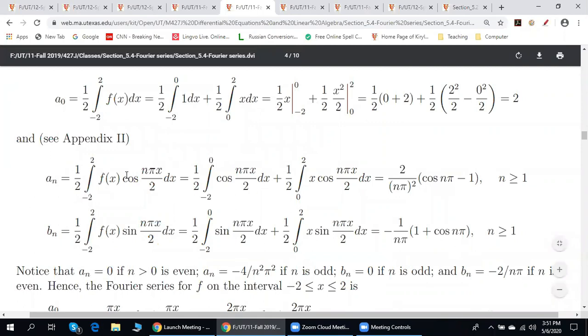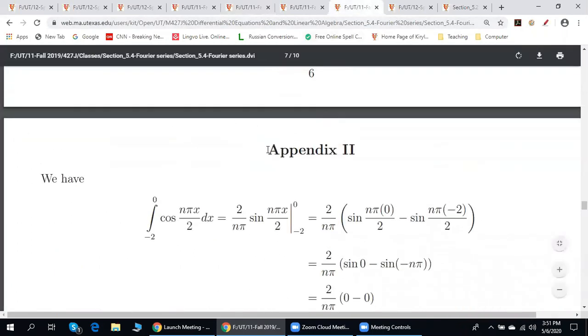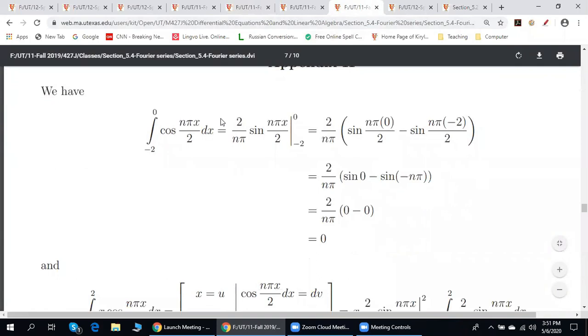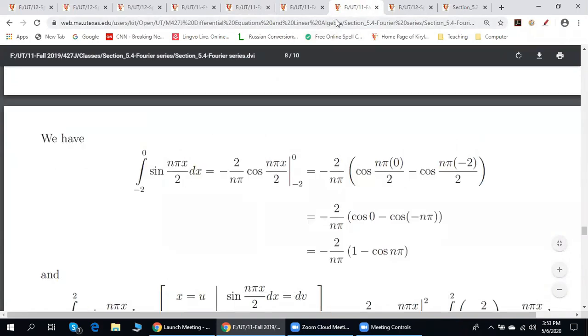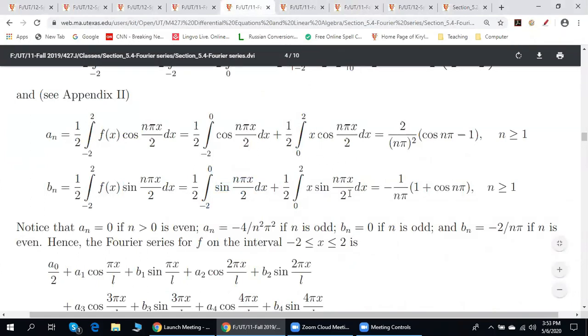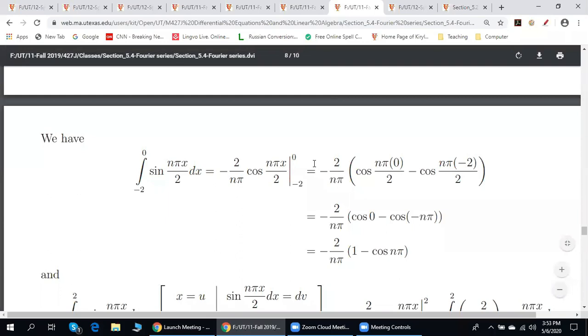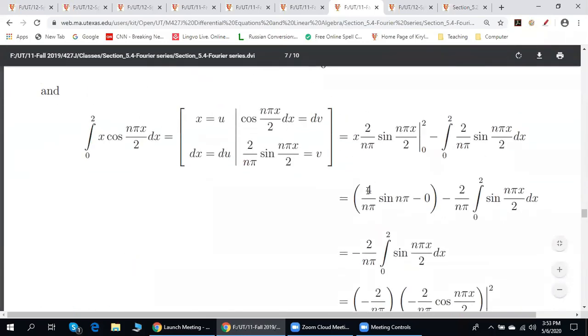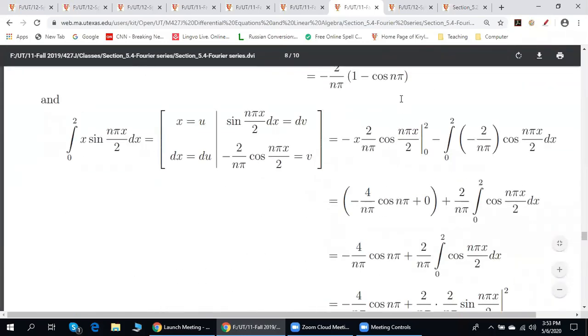Next, as before, we split this integral into two pieces, and then in order to find the antiderivative of cosine and the antiderivative of sine, it's written in appendix 2. We use u substitution. However, in order to find these two integrals, we apply integration by parts. Work is here and work is here.